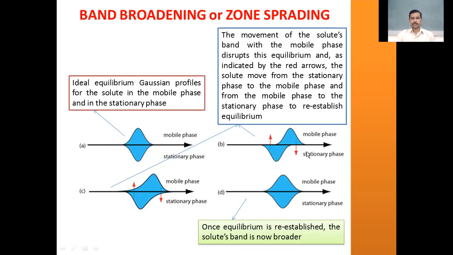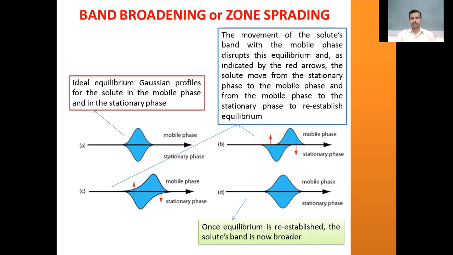If you come to the second picture, picture B, here the movement of the solute can be seen as the band moves down the chromatographic column. The mobile phase is going to disrupt the equilibrium that we have seen in the previous picture. The red arrows show the movement of the solute from mobile phase to stationary phase and from stationary phase to mobile phase. This is not a usual movement; we cannot expect this, because the equilibrium is disturbed for a particular solute.